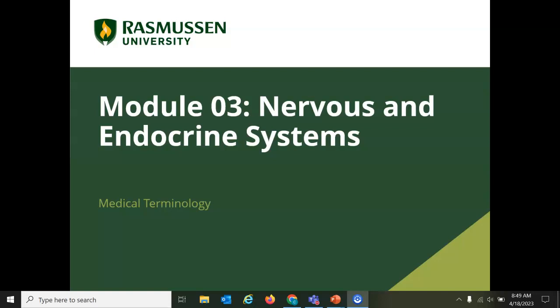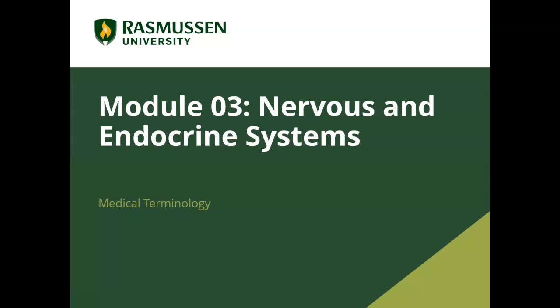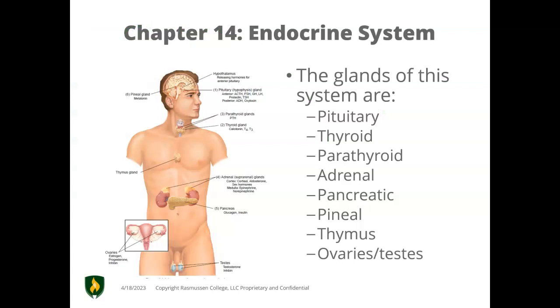For Module 3, we are talking about 3 chapters. We're going to be talking about Chapter 14, which is discussing the endocrine system, Chapter 15, which is discussing the nervous system, and Chapter 16, which is discussing special senses. So let's get into it. To begin with, we're going to talk about Chapter 14, and that's going to be talking about the endocrine system.